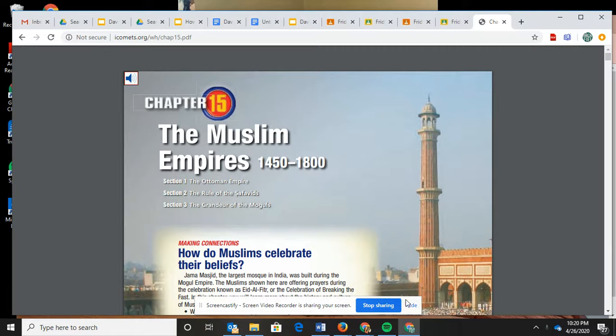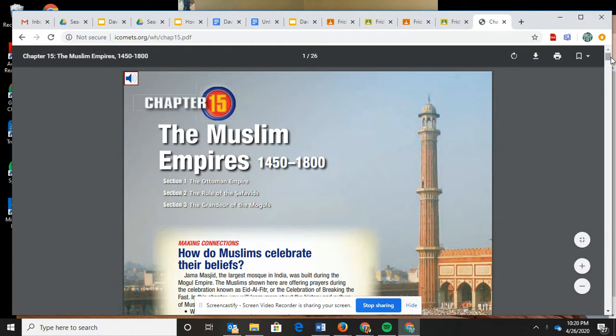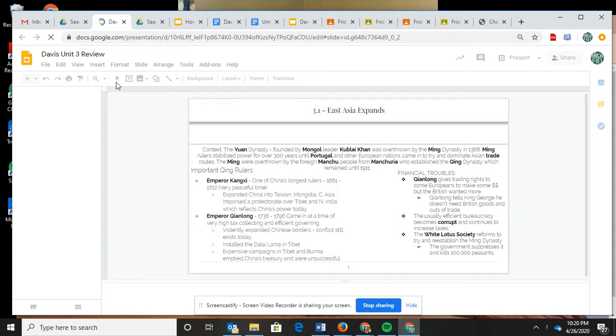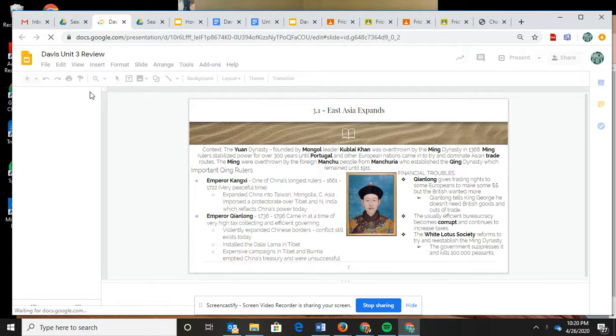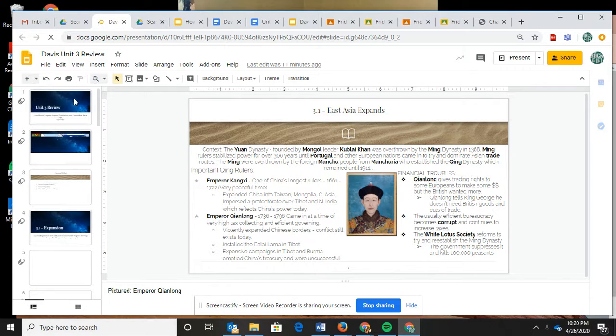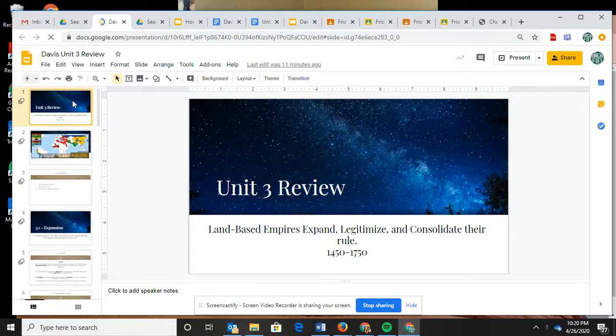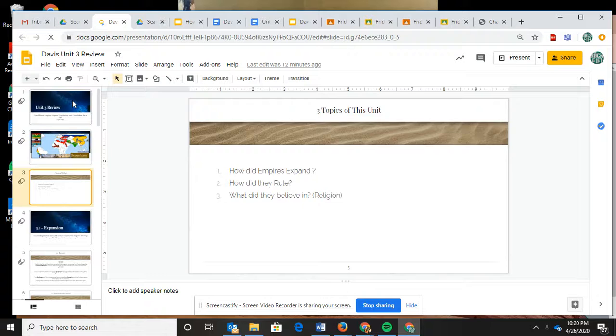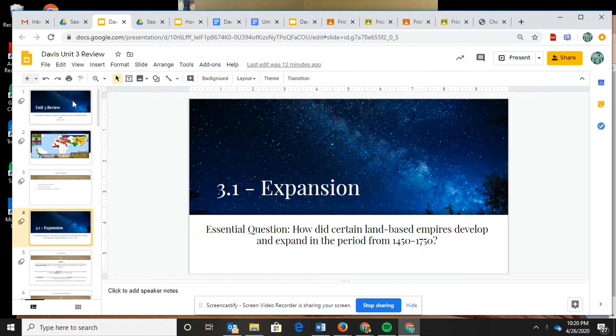This is an Edpuzzle that I'm going to make for you guys about Unit 3, land-based empires. You have a Unit 3 outline that I gave you, and I told you to review Unit 3's outline before you wrote your DBQ on land-based empires, or you could have chosen to do the Mongols, which would have been about Unit 3.